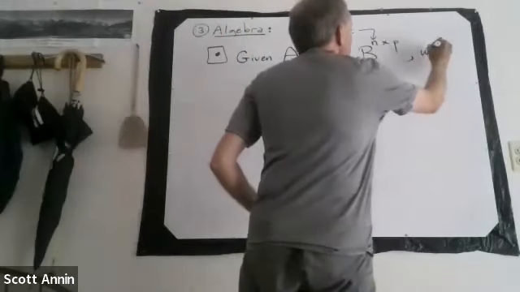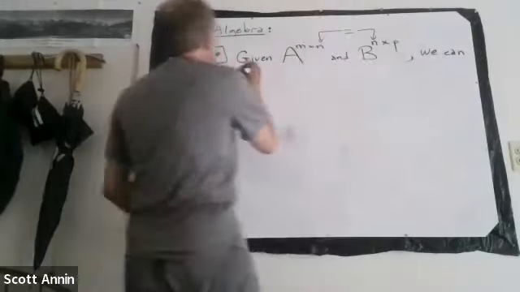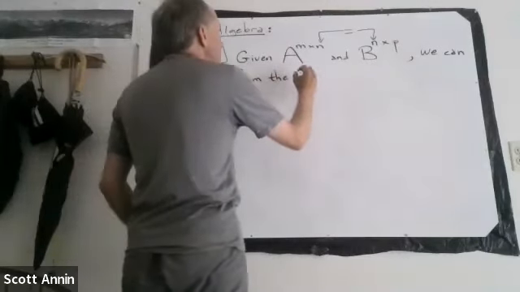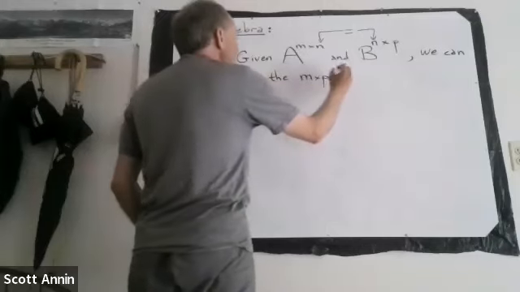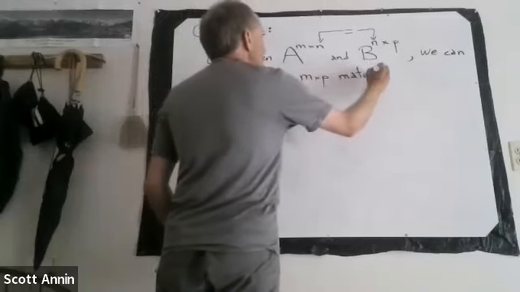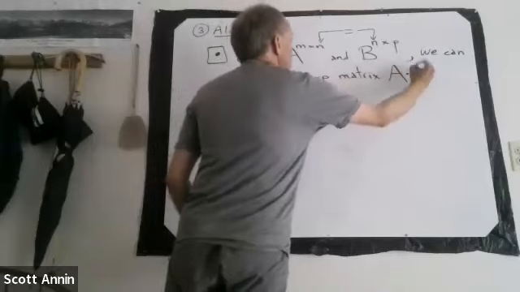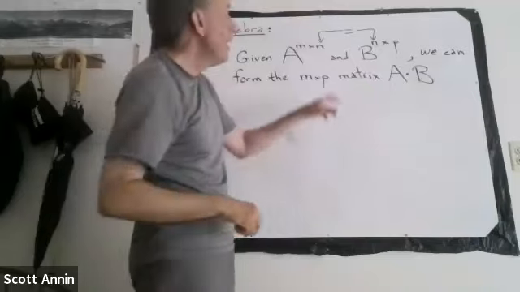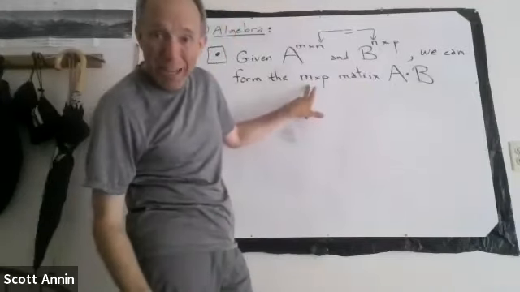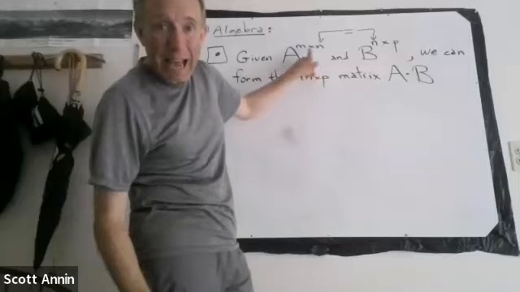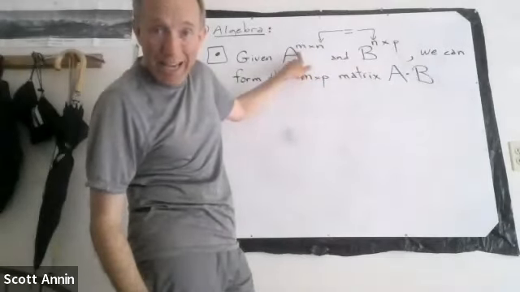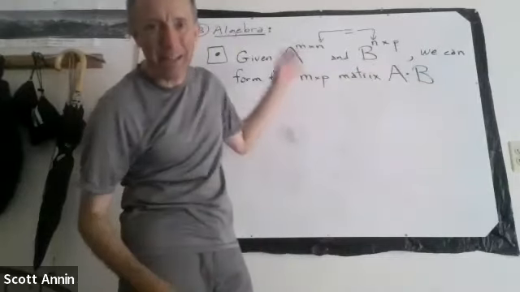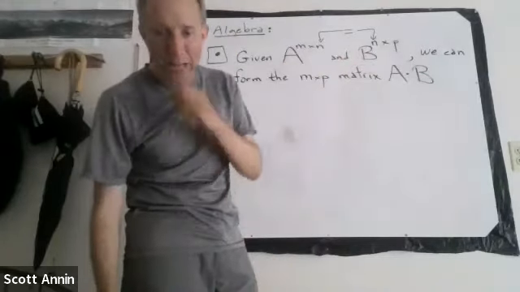But given this setup, we can form the M by P matrix A times B. So in this case, now we can actually multiply the matrices. The size of the new resulting matrix actually is M, which is the number of rows of A, by P, which is the number of columns of B. So we're kind of using a little bit from both A and B to figure that out.